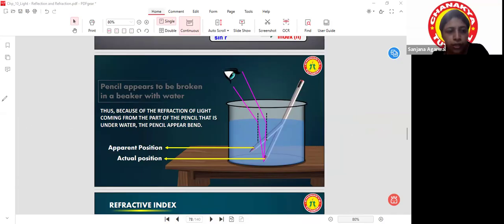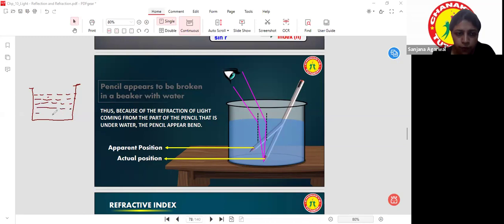Let me give you one more example, children. If you put a lemon in a glass or a transparent tub filled with water, let us say this is filled with water, and you have placed a lemon here. Now the observer is standing here and is looking from the top. So a ray of light is coming from the lemon. This is a ray of light. Now at the point of incidence, we have to draw the normal.